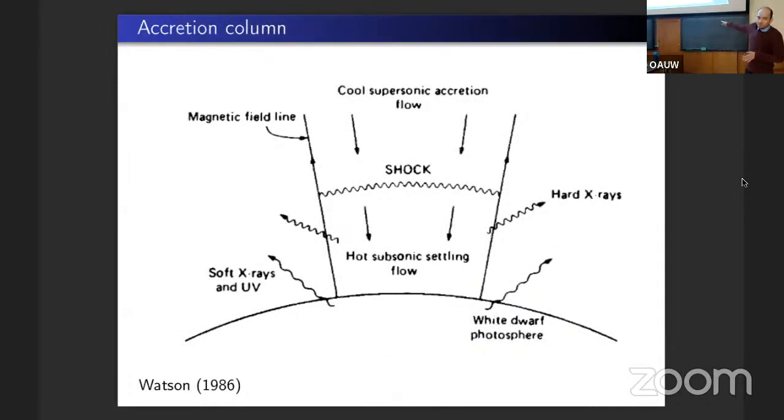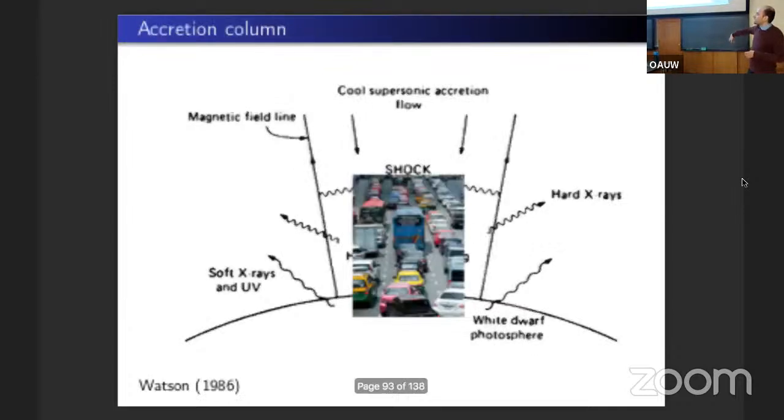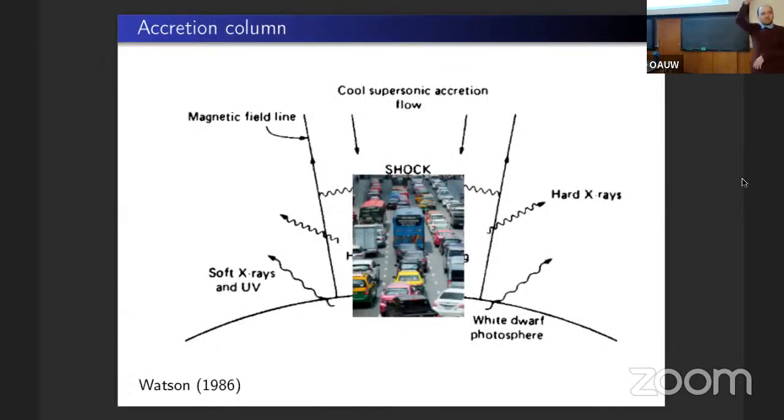Right above the white dwarf surface, we have a hot subsonic settling flow. So this is like a traffic jam of the particles that want to get onto the white dwarf surface. They have to slow down, they cool down in the process. So it's a pretty complicated process as well.